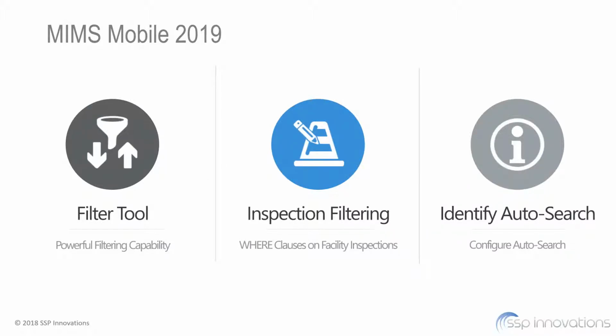I'm just going to name these for you because we're going to go into more depth on each one. So, new capability in MIMS Mobile 2019. We've got some very valuable additions to that functionality in response to customer requests. These are a new filter tool, which provides very powerful filtering capability, facility inspection filtering using where clauses, that's a great one, and then the ability to disable auto search and identify.